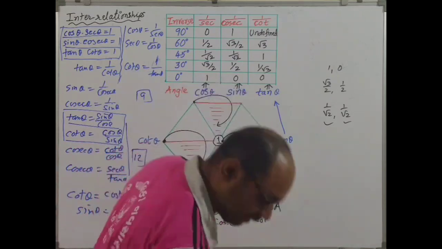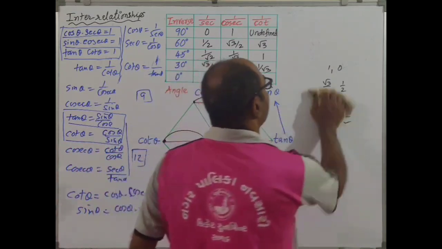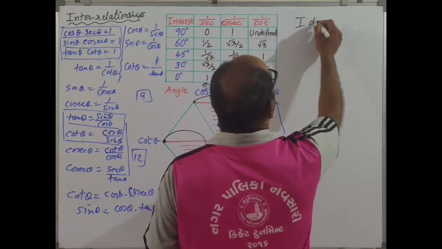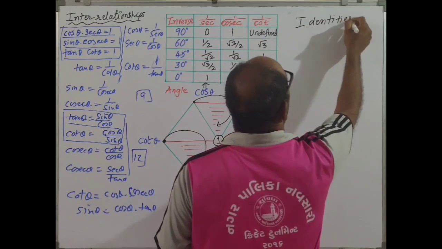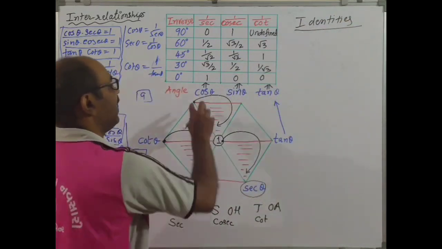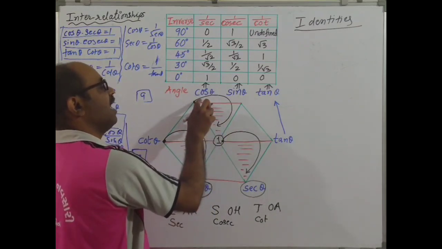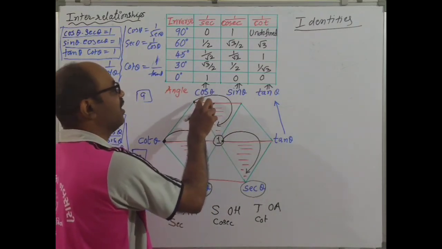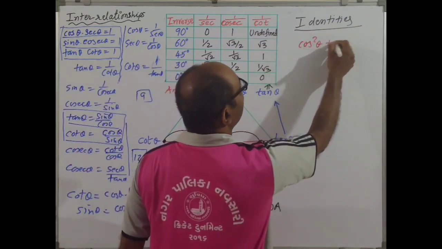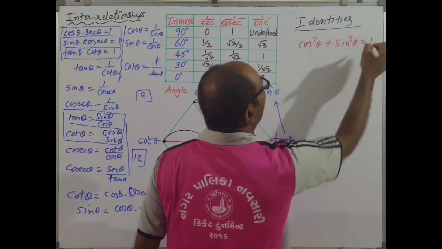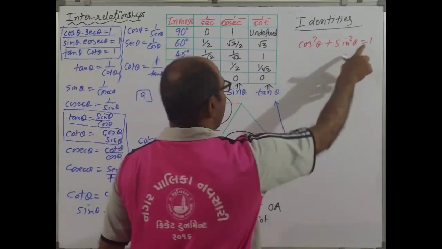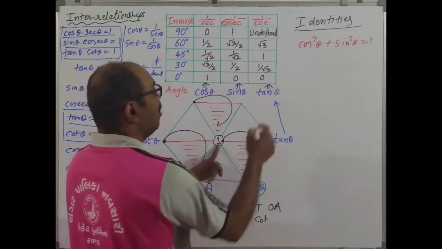Now let's see interrelationship. Sorry, interrelationship we have already seen. Identities. All right, let's see the identities. तो ये रही identities. Start cos. Identities में squares है. Cos square theta plus sin square theta is equal to 1. यहां alone क्या है? 1 है ना? देखो 1 alone है. So you can start with that.